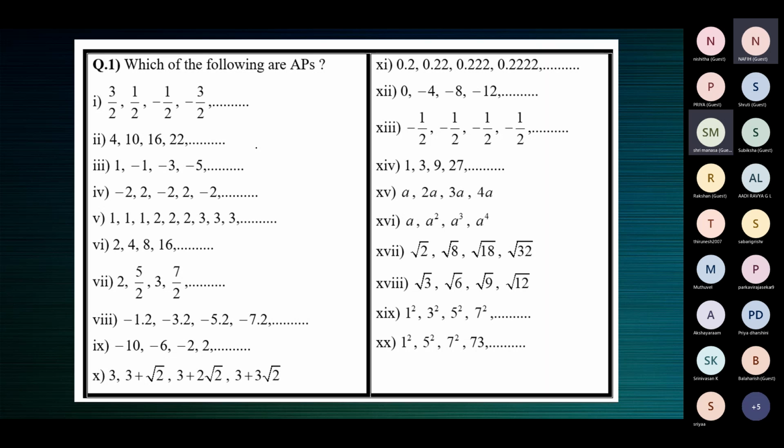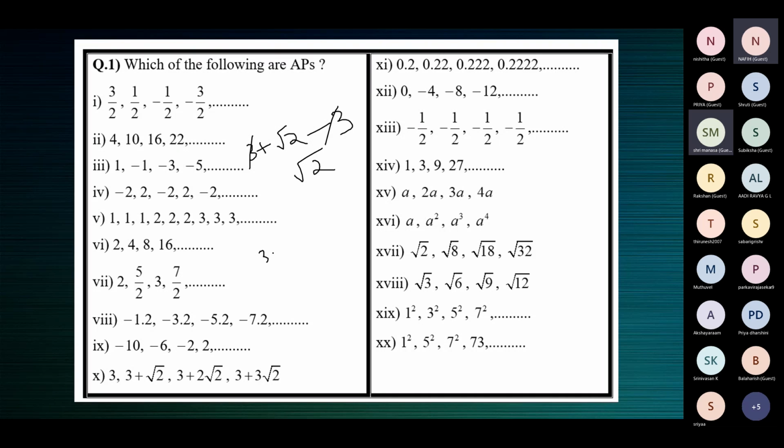Because it is 3 plus root 2 minus 3, the preceding term. So 3 and minus 3 will get cancelled and it's root 2. The difference is root 2. You should not say common difference yet. The difference is root 2.